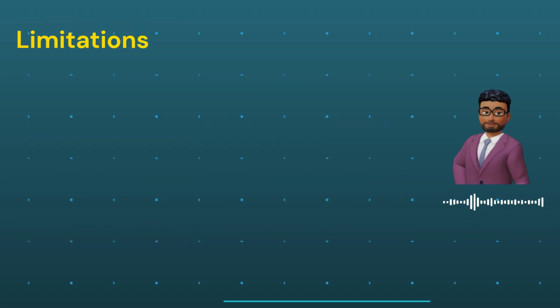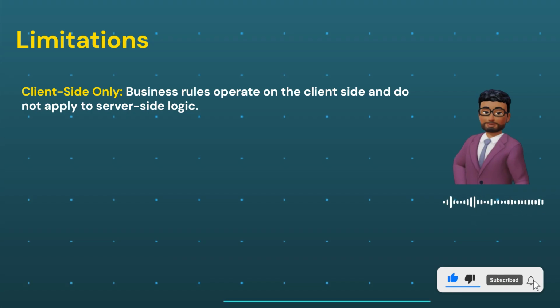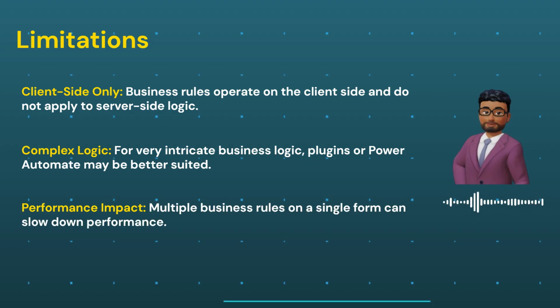We do have certain limitations on using business rules as well. First comes client side logic. Business rules operate on the client side and do not apply to any server side logic. Second, complex logic. For very intricate business logic, plugins or Power Automate may be a better choice. Next is performance. If we have multiple business rules on a single form, it can slow down the performance.